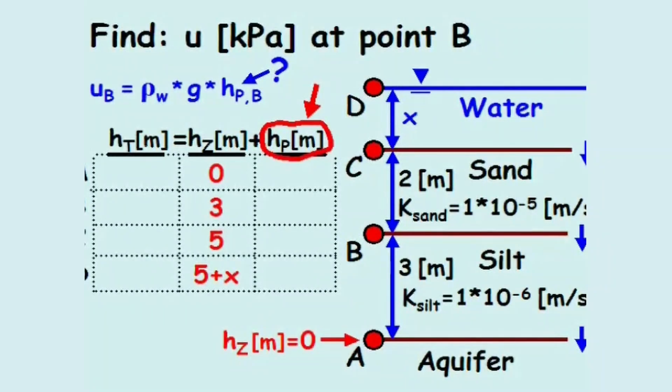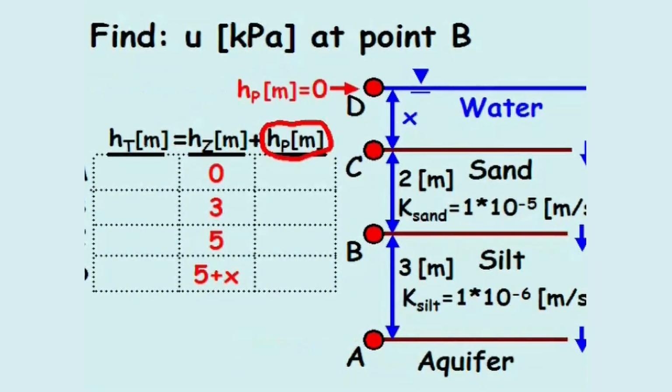Next, let's look at the pressure head values and define atmospheric pressure, also known as gauge pressure, to be 0. So the pressure head at point D is 0 meters. Since the water is x meters deep, the pressure head at point C is x meters, and we currently don't know the pressure head at point B, so we'll simply write in H sub P comma B in the table as a placeholder.